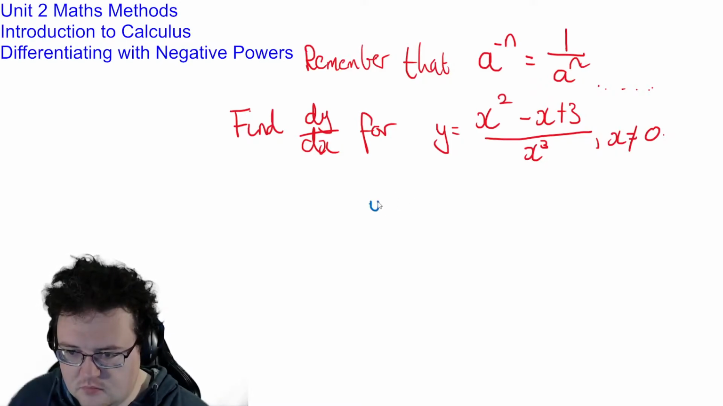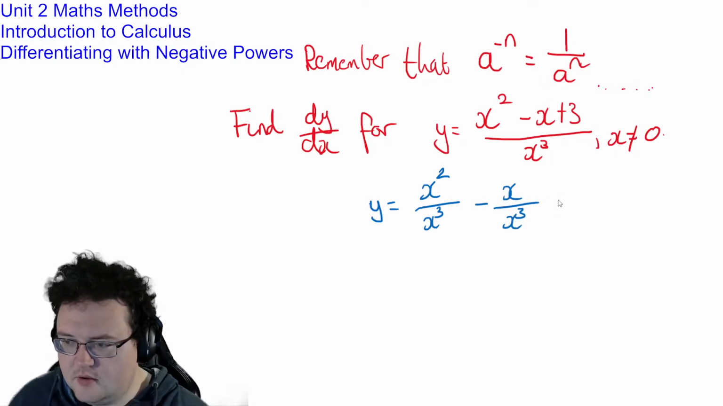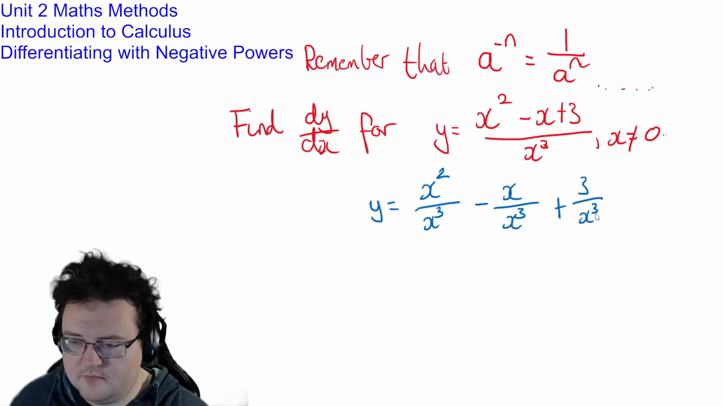So y equals x squared over x cubed minus x over x cubed plus 3 over x cubed.